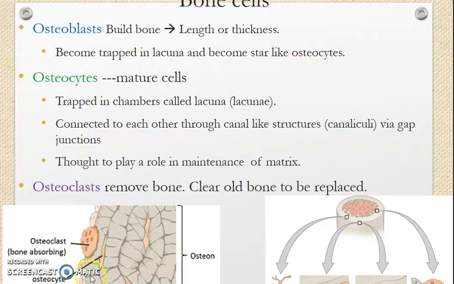So here's the osteoblast over here. There's the osteocyte. And then we have this big eating thing called an osteoclast. It clears out old bone to be replaced by new bone. Your skeleton replaces 5 to 10% per year. So, osteoblasts build, osteocytes mature, they maintain the matrix, and the osteoclasts remove.